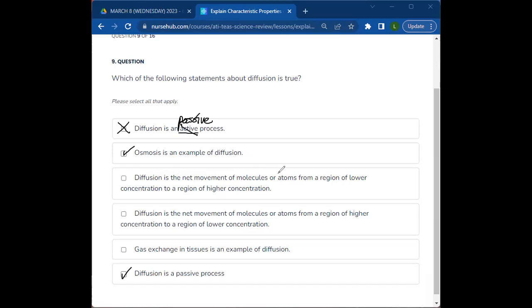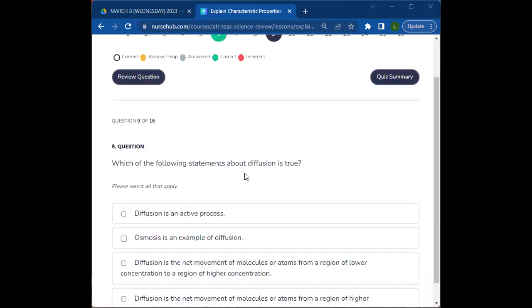C, diffusion is the net movement of molecules from low to high? Nope. It should be from high to low. And remember, I mentioned this example that gas exchange is diffusion. The diffusion of oxygen and carbon dioxide occurs at the alveoli in the lungs as part of gas exchange. You absolutely have to remember that example, that gas exchange is diffusion. Very important to remember.